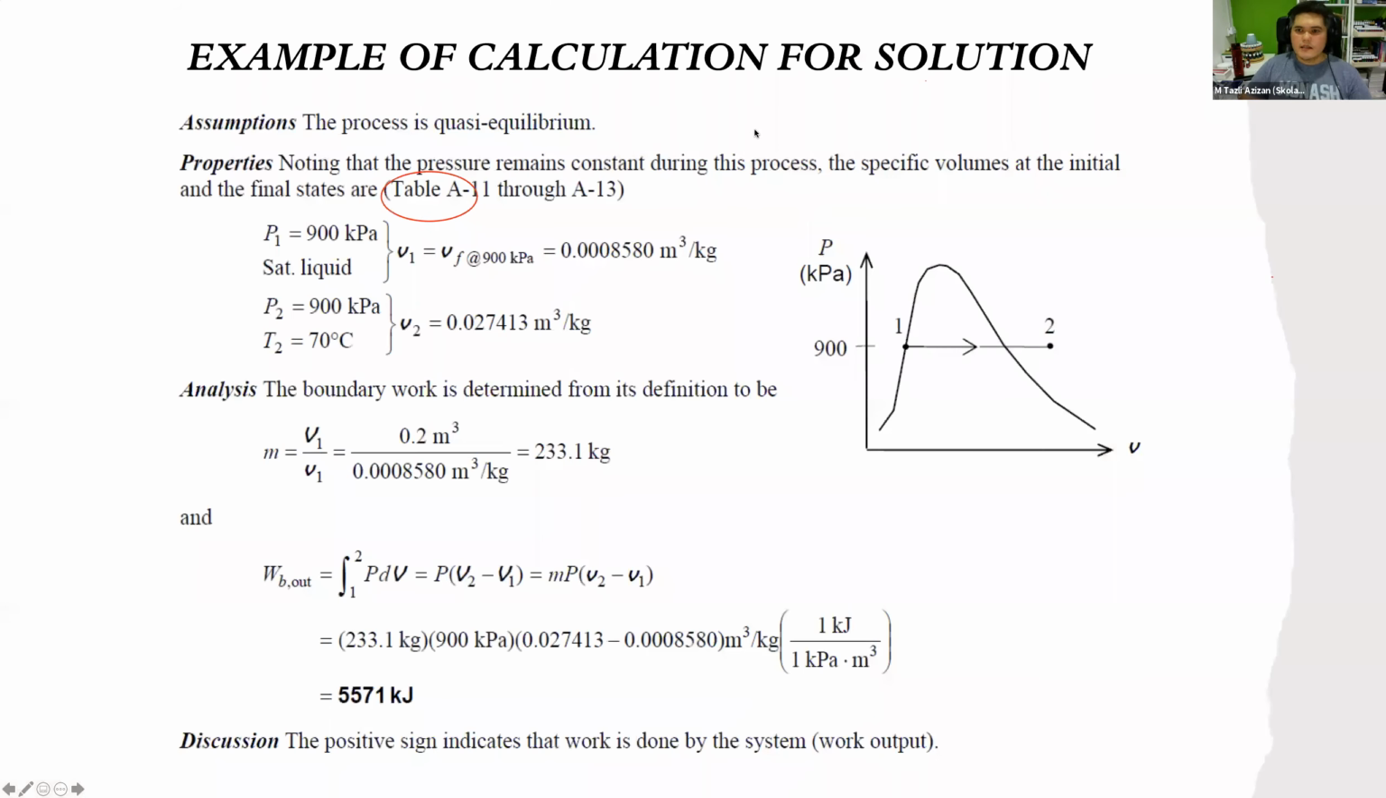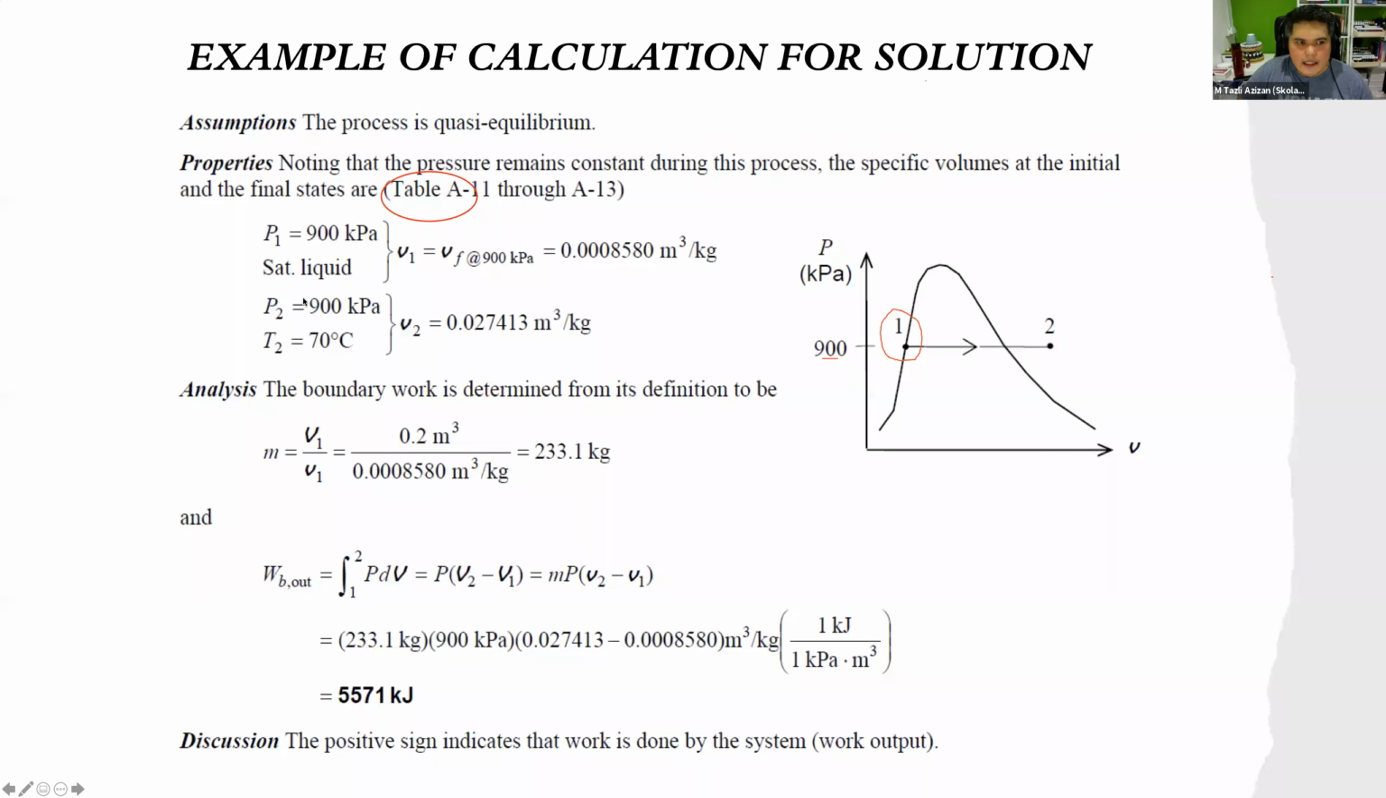Okay. Moving to the solution of this example 5. Okay, sekarang ni again assumption kat sini the process is a quasi-equilibrium punya process. Okay, and then you know that the PV diagram that you should refer to is actually R134a punya PV diagram. Okay, and you know that the pressure is remaining constant, which is at 900, and the point is actually at saturated liquid. So this point of saturated liquid at 900 kPa, kita boleh dapat value dia, kita kena refer kepada table A11.